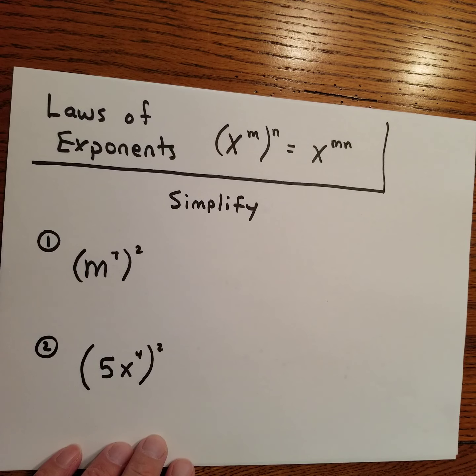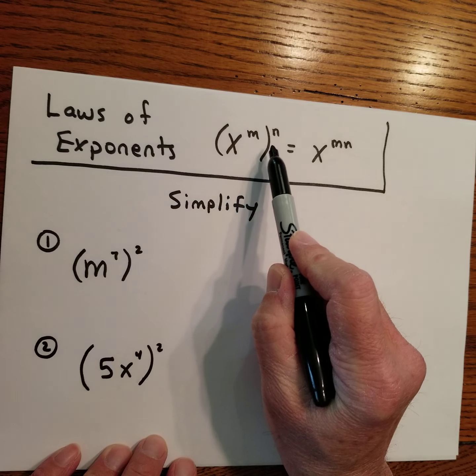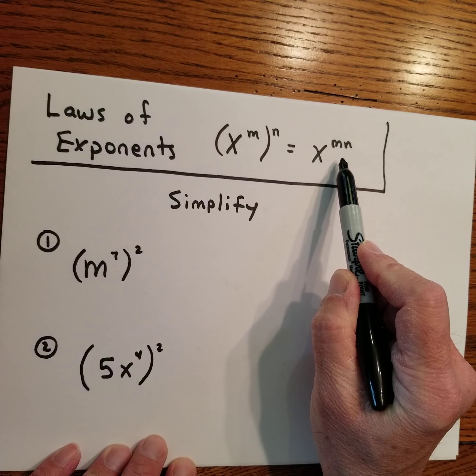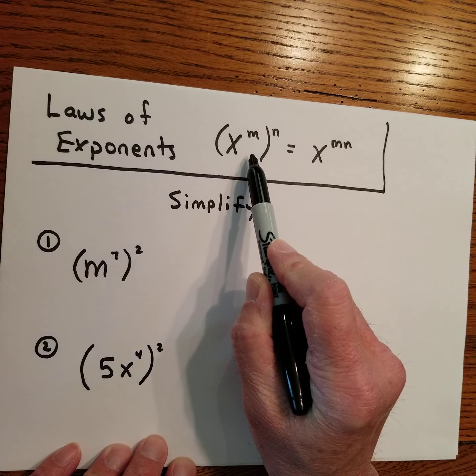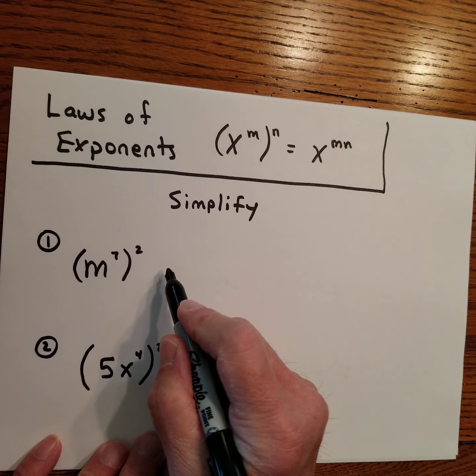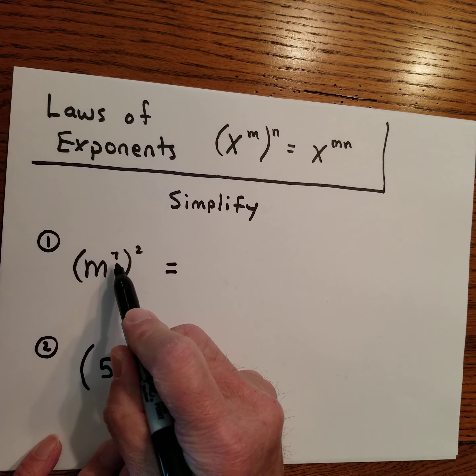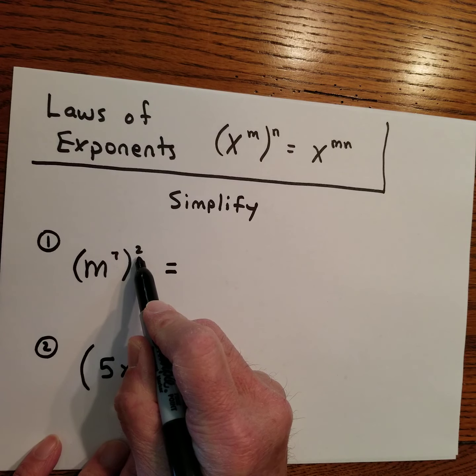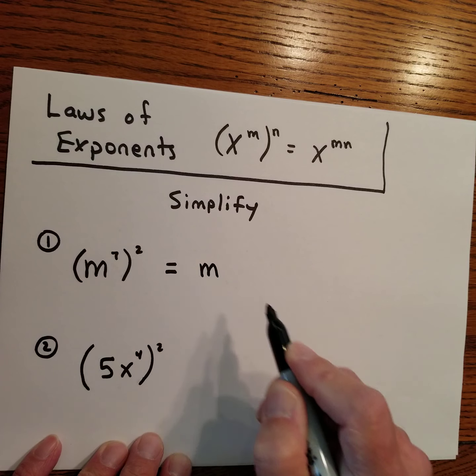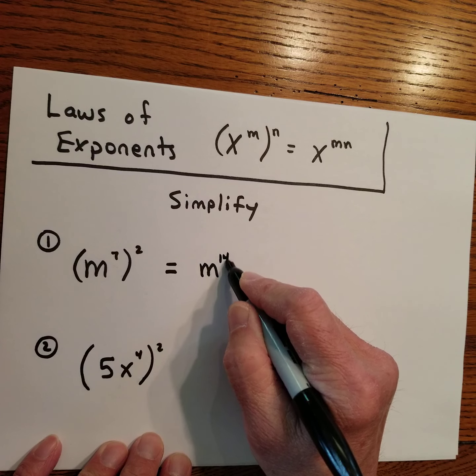In these problems, we'll use a new law of exponents. When we take a power to a power, we multiply the exponents. X to the m raised to the n is x to the m times n. Look at number 1. We're taking a power to a power. When that happens, you multiply the exponents. 7 times 2 is 14.